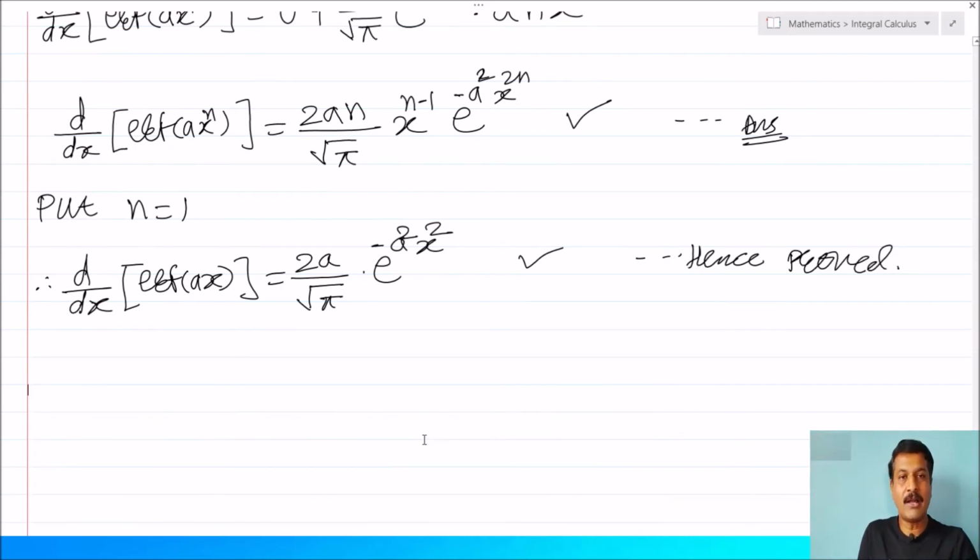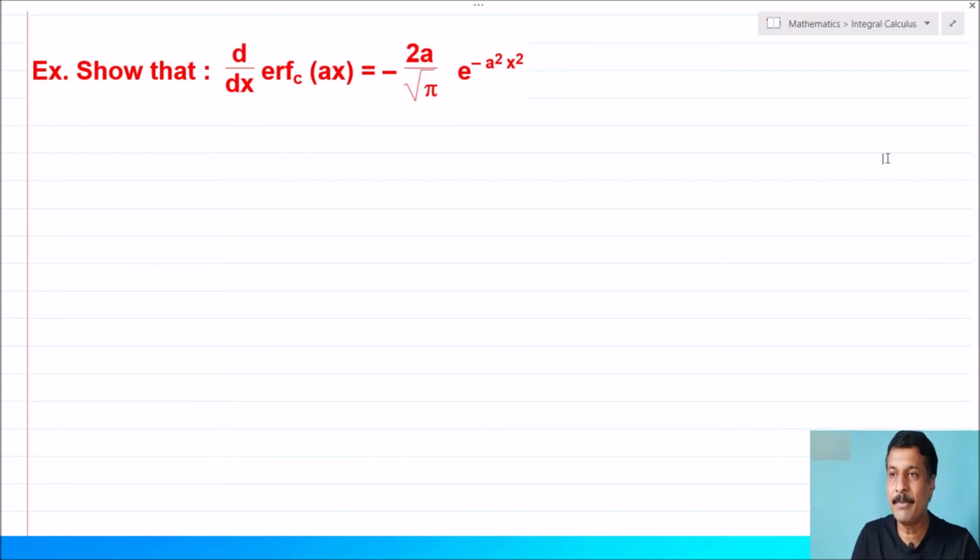So note that normally when we have to take the derivative of the error function, we have to use DUIS rule number 1 or 2, but normally rule number 2, the Leibniz rule. New example: show that d/dx of the complement of the error function of ax equals minus 2a by root pi e^(-a^2 x^2). Again it is a simple example, because for the derivative of the error function or complement of the error function we have to use DUIS rule number 2, that is the Leibniz rule.